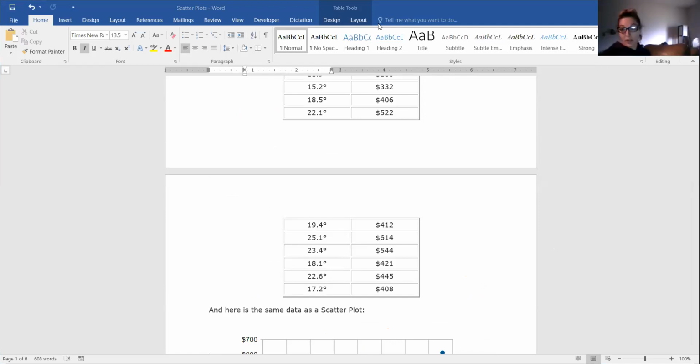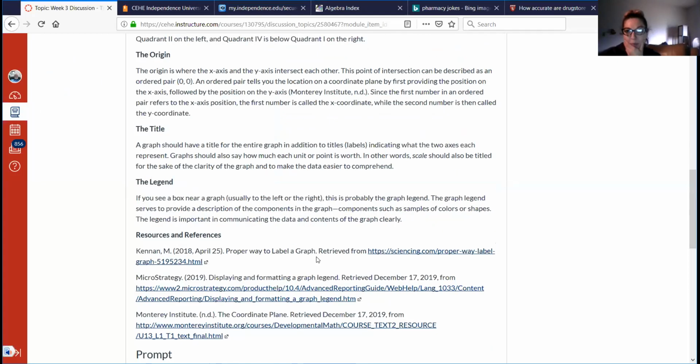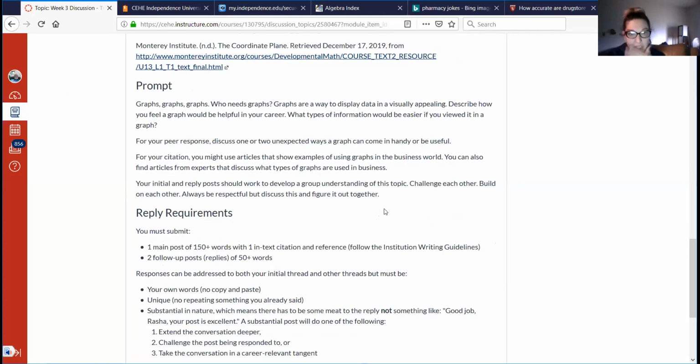I do have a question because I was reading it. So we're discussing one or two of the unexpected graphs that are helpful in our business and our future. Is that correct? That's correct. And then it also says, sorry, my computer is being weird. It says, describe how you feel graphs would be helpful in your career. What types of information would be easier if viewed in a graph?